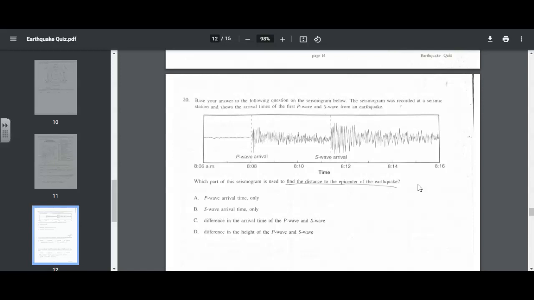A, P wave arrival time only. B, S wave arrival time only. C, the difference in the arrival time between the P wave and the S wave. Or D, the difference in the height of the P wave and S wave.